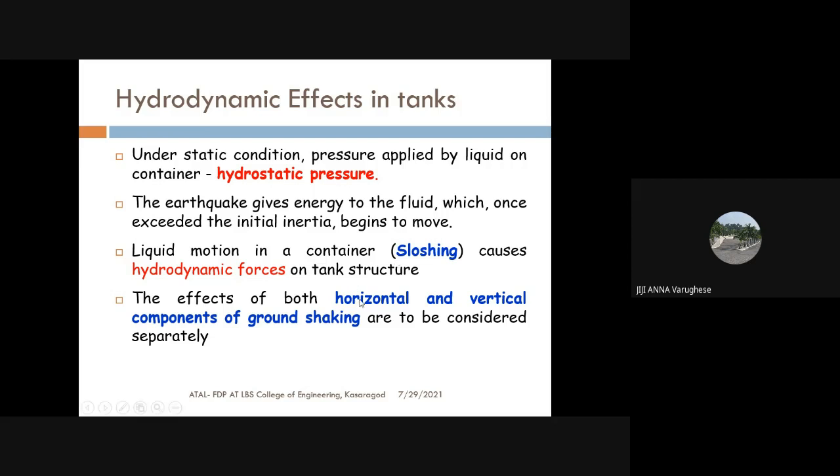And if we compare with the earthquake effect on a multi-storied building, we usually consider the effect of horizontal shaking while designing a multi-storied building. But in the case of water tanks, code specifies that we have to consider both the horizontal ground shaking as well as vertical component of shaking separately, and then we have to combine it in a suitable manner.